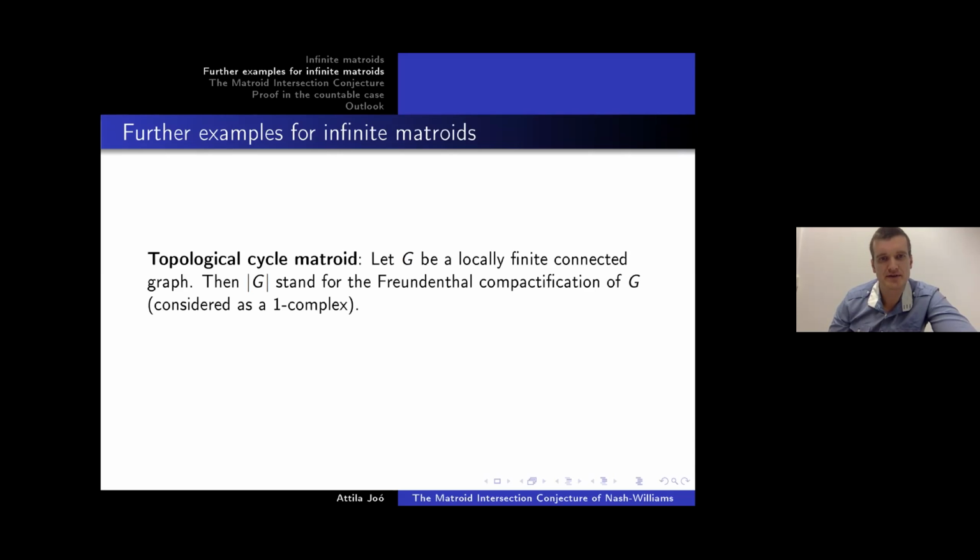And let's take the Freudenthal compactification of this G. So we can imagine this graph as a one-complex, so the edges are homeomorphic copies of the 0-1 interval. So this is a topological space, and then we can take the Freudenthal compactification of it.